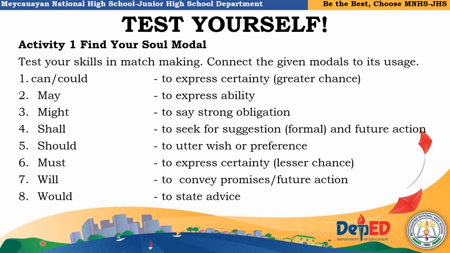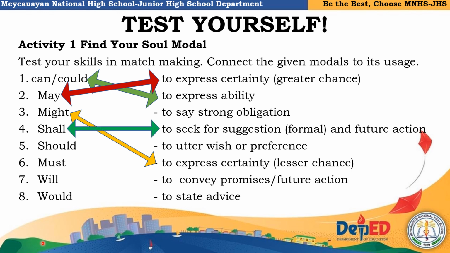Let us check. Number 1, can and could are used to express ability. Number 2, may, to express certainty in a greater chance. Number 3, might. It is used to express certainty in a lesser chance. How about modal shall? To seek suggestion in a formal way and future action.